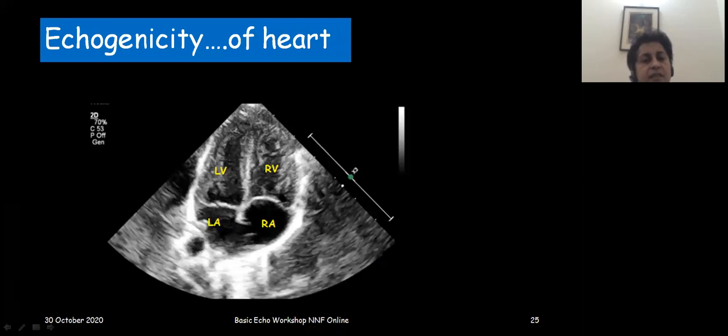Look at the echogenicity of the heart. This is an inverted image. The pericardium and the valves are quite hyperechoic.